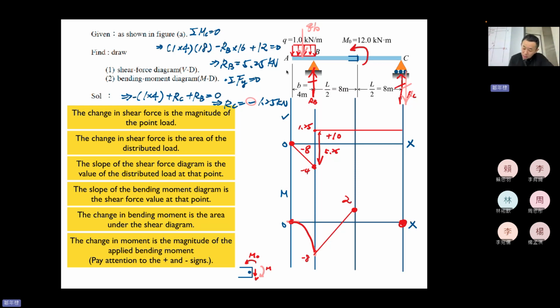So which means that this M, where we draw the value here, will be negative. So after passing through 12, it will become negative, 2 minus 12, negative 10. Okay, so this is minus 10 downward. Okay, and then you will go back to 0 with a straight line. That's all of how to draw this.